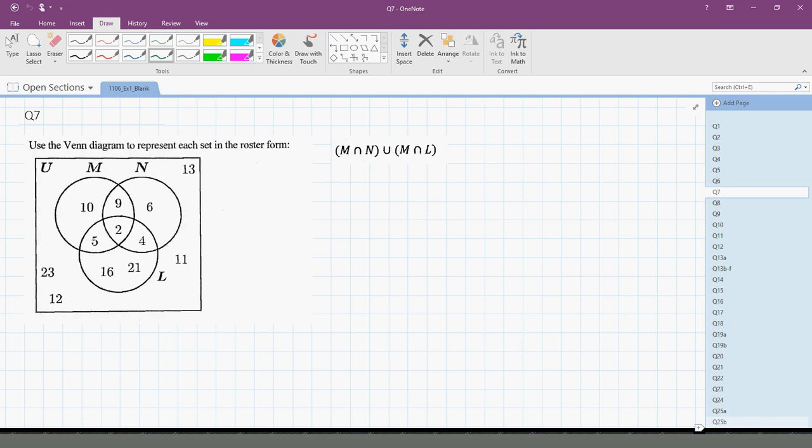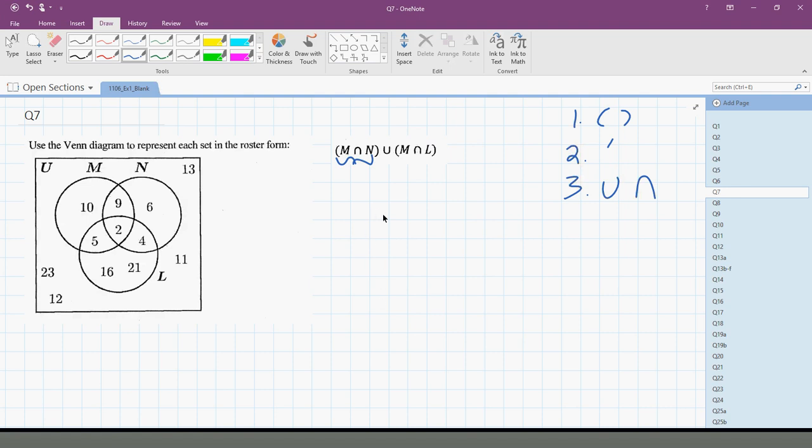Now, again, a little bit longer. So how do we approach this? What do we have to do first? M intersection N. There we go. We're going to do this guy first, because when we talked about this, there's kind of an order of operations to this. First, you work in your parentheses. Second, you do any complements. Third, you take care of your unions and intersections.